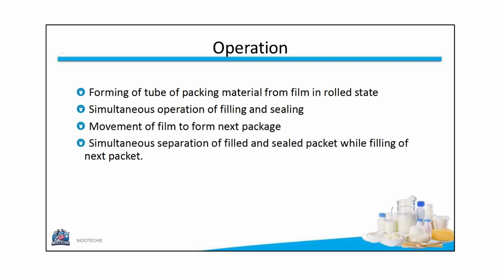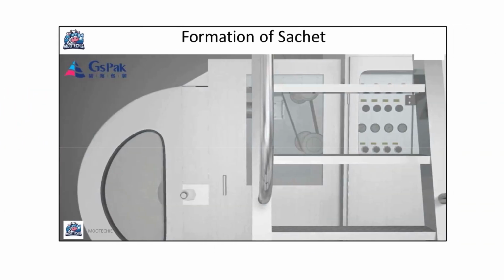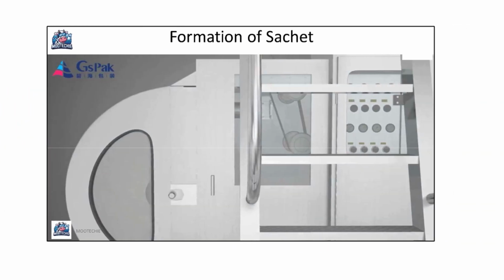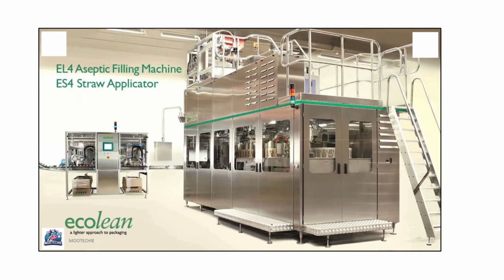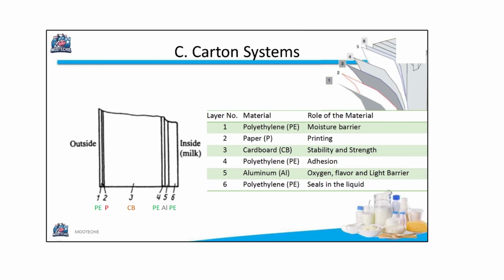The formation of a sachet is a precise process, as illustrated by systems like the GSP-AK. Furthermore, specific machines like the EL4 Aseptic Filling Machine and the ES4 Straw Applicator work together to provide a complete, lightweight packaging solution. Now let's discuss our final category, carton systems.